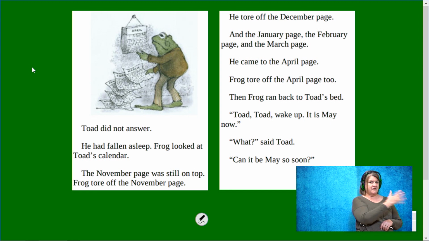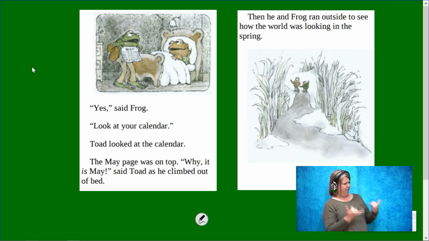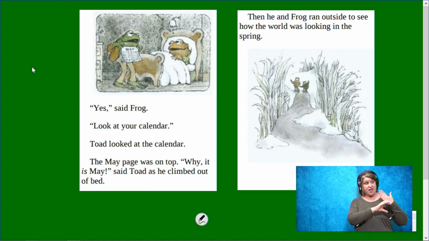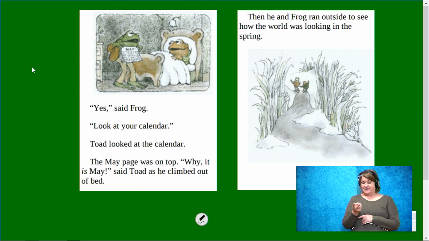Toad, Toad, wake up. It's May now. What? said Toad. Can it be May so soon? Yes, said Frog. Look at your calendar. Toad looked at the calendar. The May page was on top. Why, it is May, said Toad as he climbed out of bed. Then he and Frog ran outside to see how the world was looking in the spring.